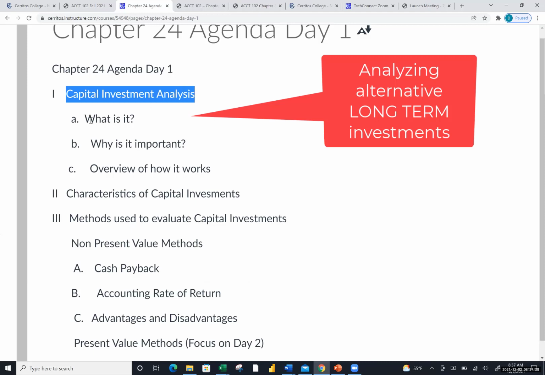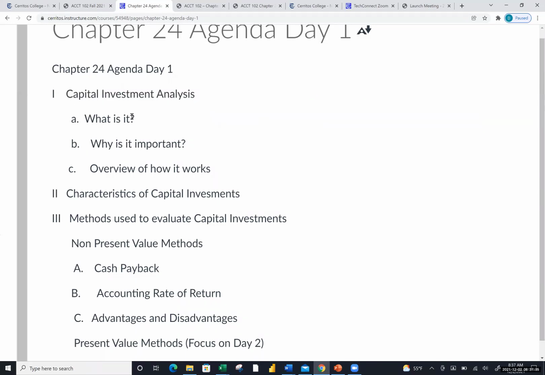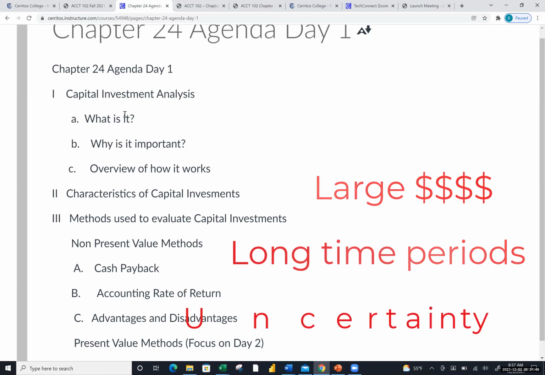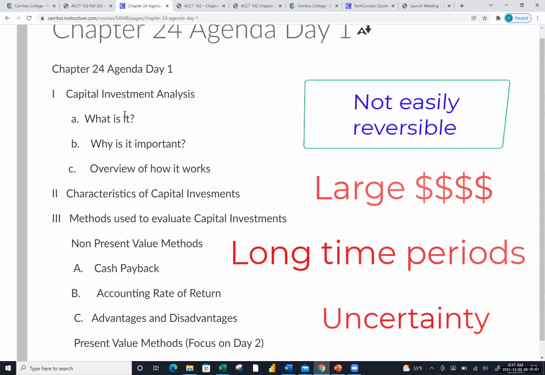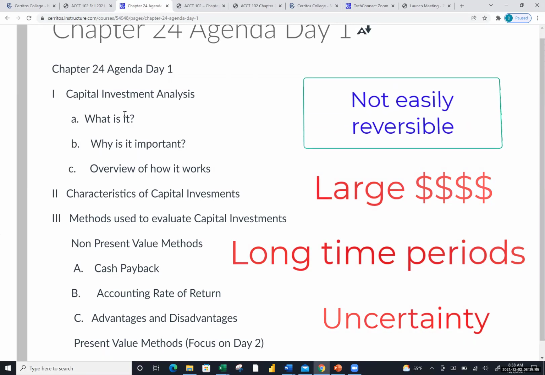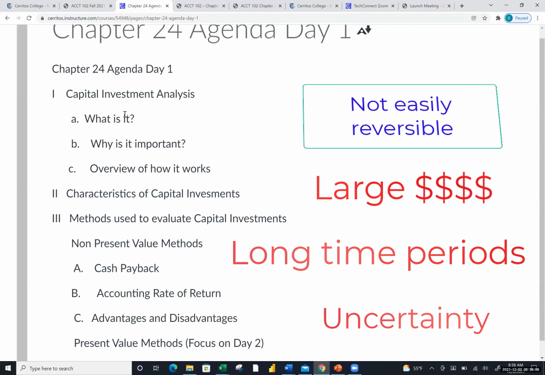The reason that this chapter is important is capital investments usually involve very large dollars, sometimes in the millions if we're talking about a company. It involves very long time periods. And because of the long time periods, there's lots of uncertainty built into it. And also because of the large dollars, sometimes loans have to be taken out and they're not easily reversible, right? It's not like I spend a couple $1,000s buying a computer, which is also considered a capital investment, and I make a poor decision. The worst thing that happens is I'm out a couple $1,000s and I have to replace the computer.